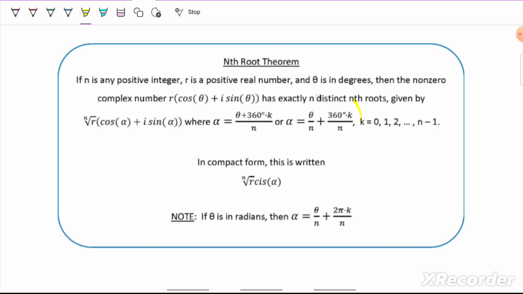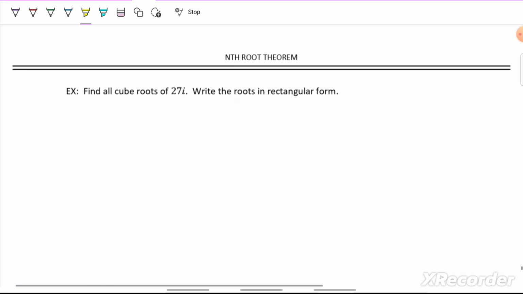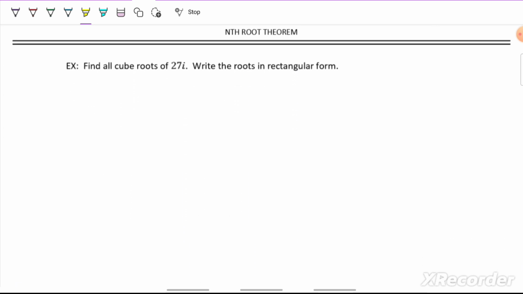So this one, I think it's easier to understand once we're actually doing one. The beginning part is easy. It's this part that's a little bit tricky. So let's find all cube roots of 27i. I'm going to start by looking at 27i in pure complex form, rewriting it as 0 plus 27i. This complex number is in rectangular form, but we need to get it in polar form so that we can apply our theorem.